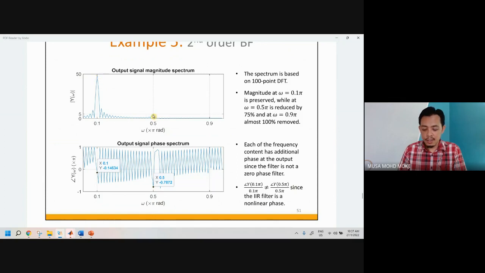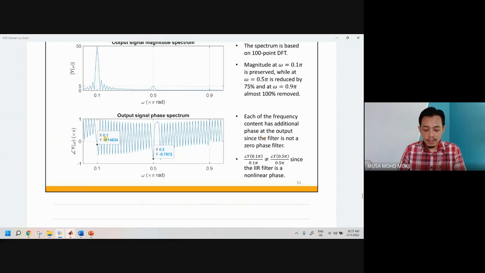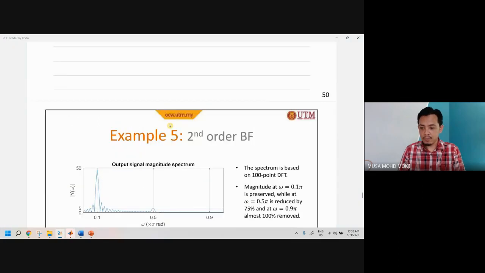And then this is very close to 5, because this is a quarter, 25% of the original. The original magnitude is 20. And at 0.9, we can see that it is almost removed. And the phase itself, we can see that there is a phase. This is an additional phase at 0.1, because the filter has a phase. Originally the phase is 0, so now we have some phase here. The same thing here: for magnitude you do multiplication, for phase you do summation. So this is negative 0.14.